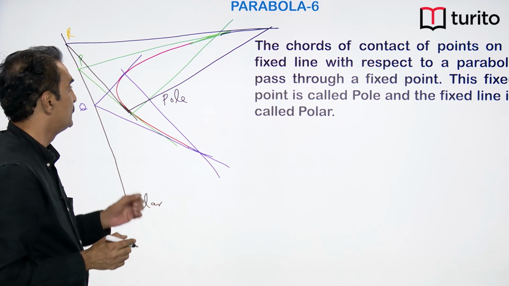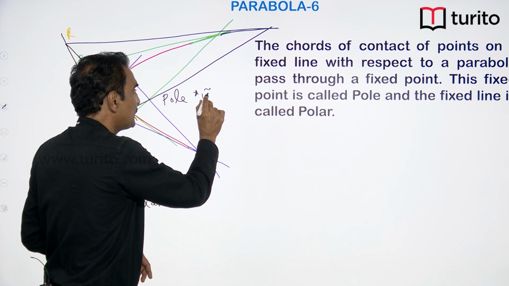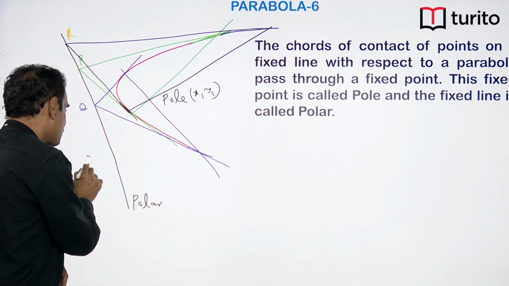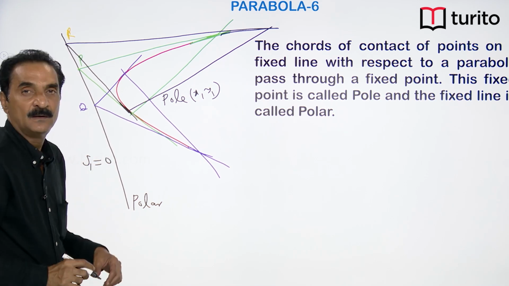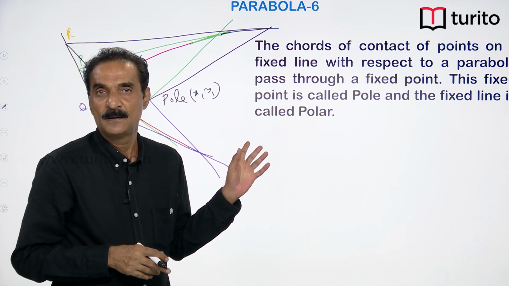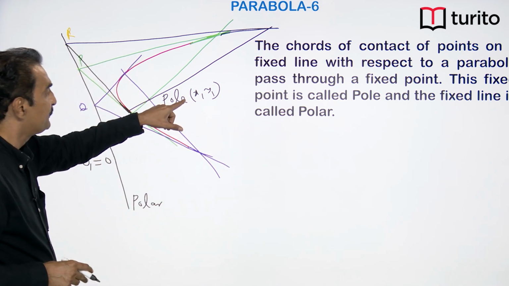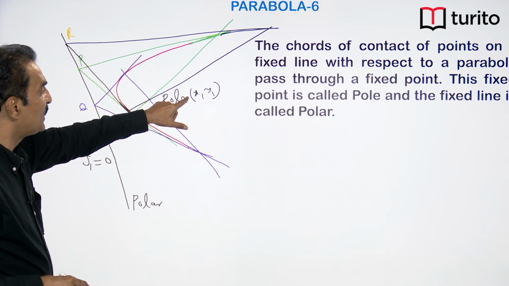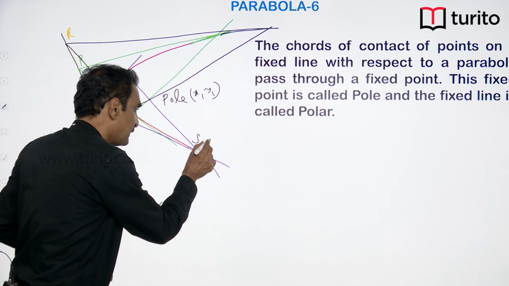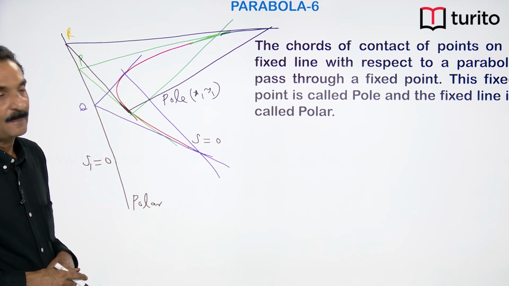Okay? Now, if the pole is x1, y1, then the equation of the polar is given by S1 = 0. You refer the notes of circle for this proof. Proof is in the same steps, same lines. Okay. So, formula is polar of the point x1, y1 with respect to the parabola S = 0 is given by the line S1 = 0.